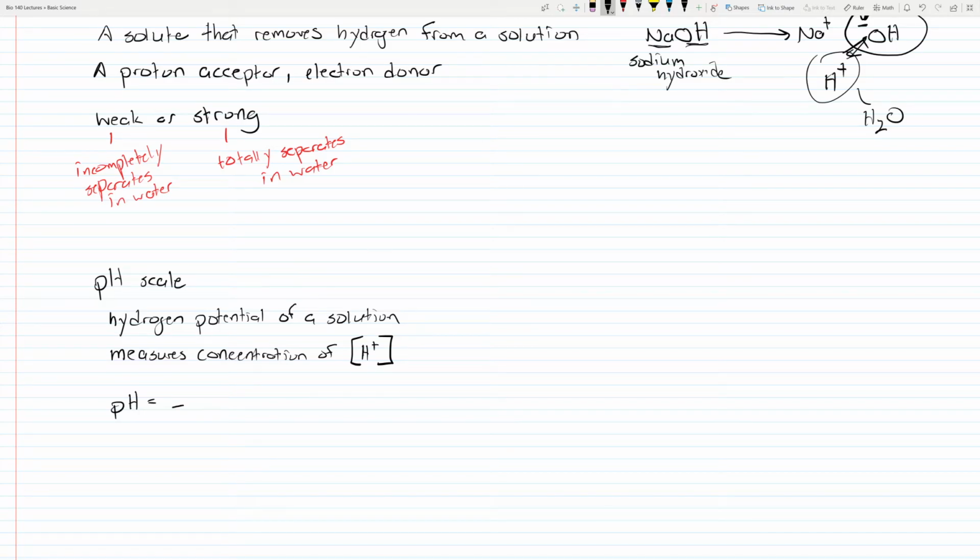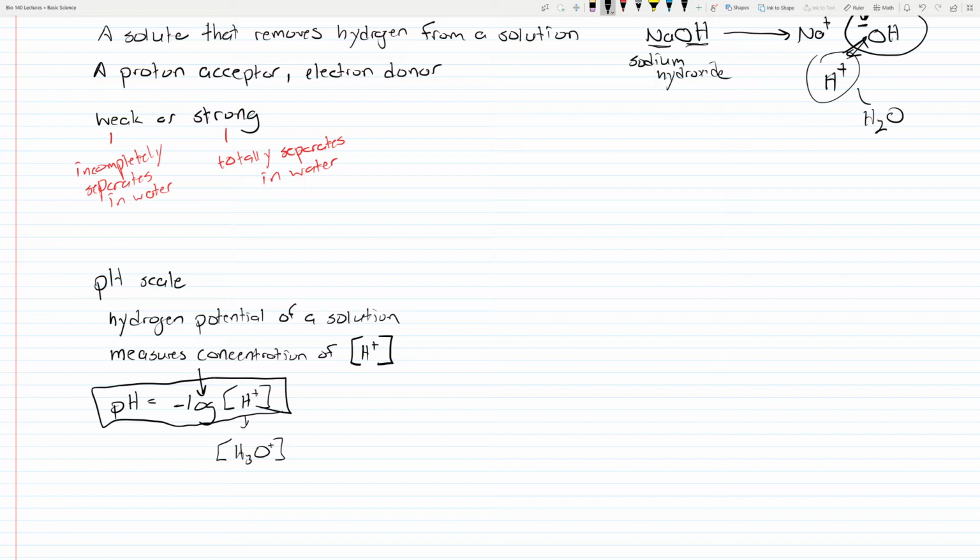The pH equals the negative log of the hydrogen concentration. If you want to be really technical, it's the H3O+, but this is the one I want you to remember. Now, the log means we're going in multiples of 10. And it's an inverse log, so we're actually going to get a nice whole number. So don't worry about that.